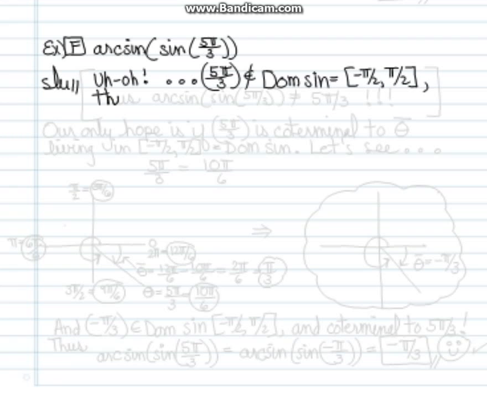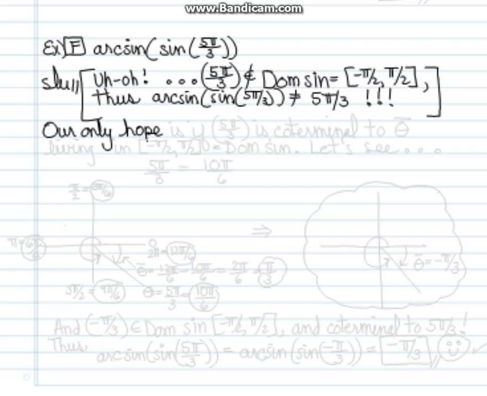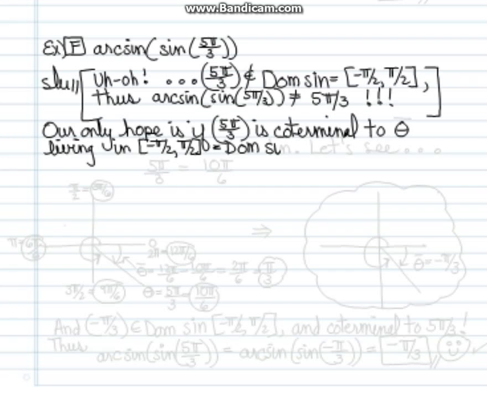Thus, we cannot do a simple cancellation of the arc sine and the sine to give us the answer 5 pi over 3. No, no, no, that's not going to work. What are we going to do? Well, our only hope is if the 5 pi over 3 is coterminal to, let's say, theta bar. If it's coterminal to theta bar that does live in the interval of the domain of the inner function, negative pi over 2 to pi over 2, then we'll be able to do something here.